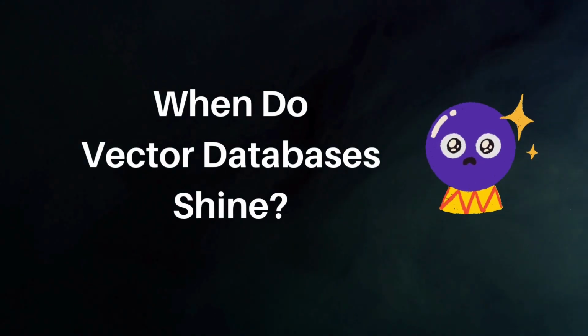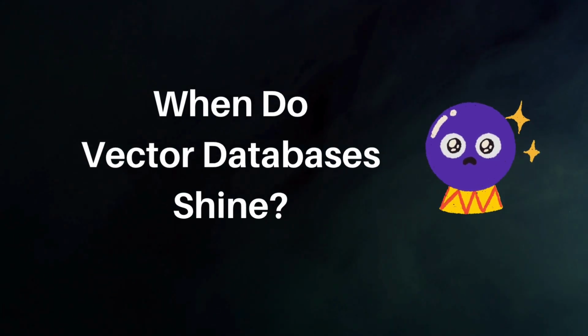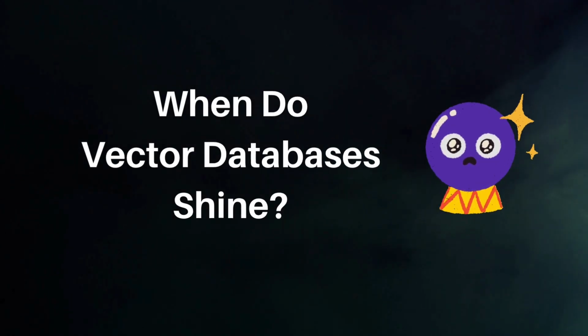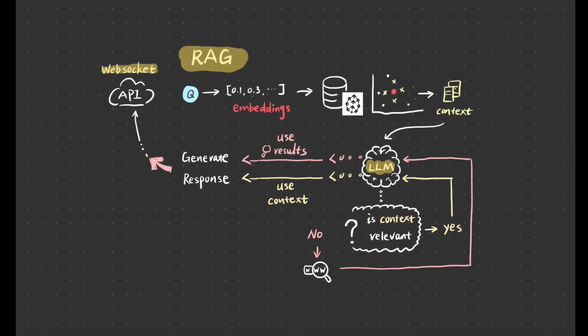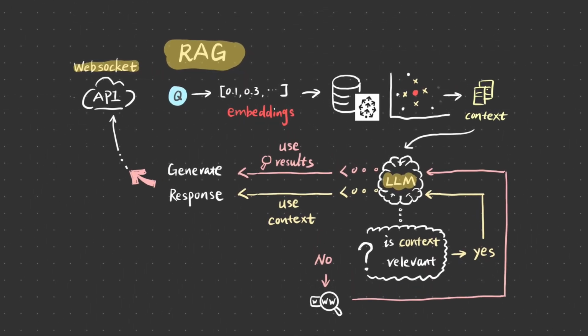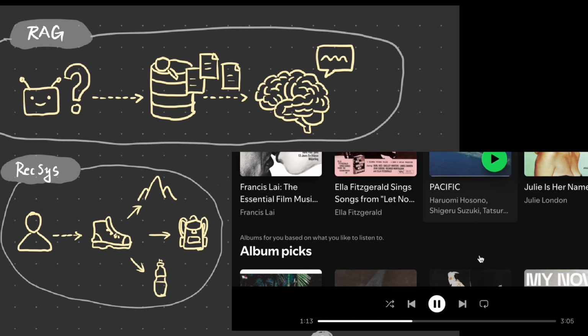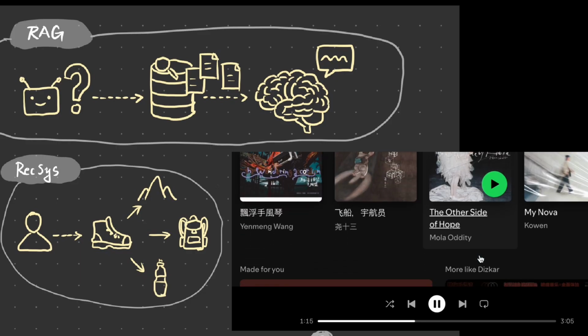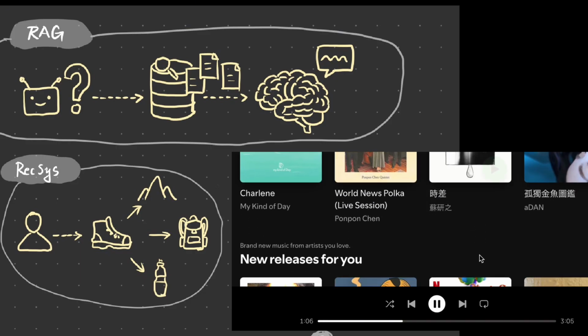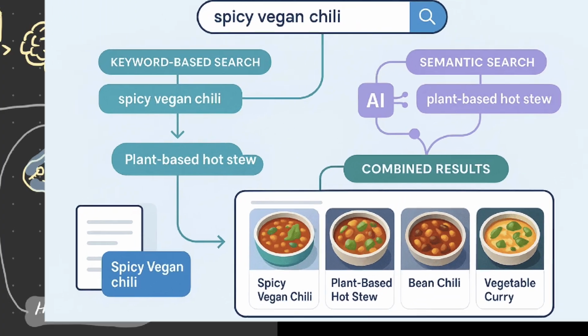So when do vector databases shine? Here are some real-world use cases where they truly stand out. Retrieval augmented generation: power your AI app to retrieve relevant context before generating responses. Recommendation systems: discover similar articles, products, or user behavior or preference patterns. Hybrid search: combine keyword and semantic search.